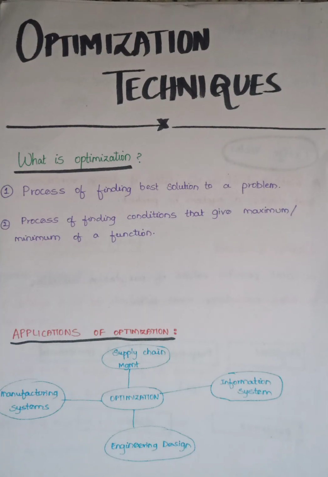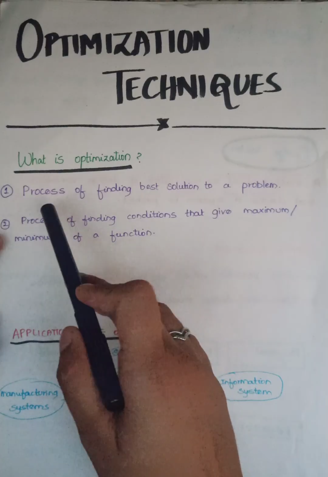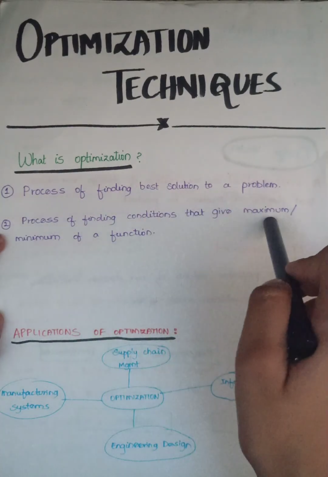Today we are going to discuss a subject called optimization techniques. This subject has foundation in mathematics, computer science and engineering. So what's optimization basically? It's a very simple term as we learned in English. Optimization is basically finding something the best for the given problem. So the definition here suggests that optimization is a process of finding the best solution to a problem.